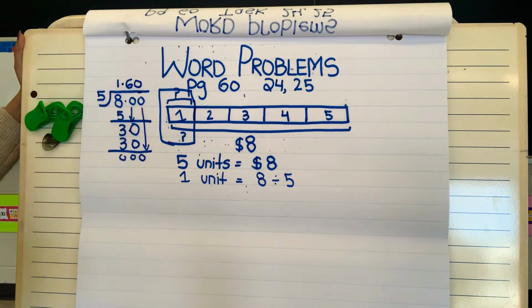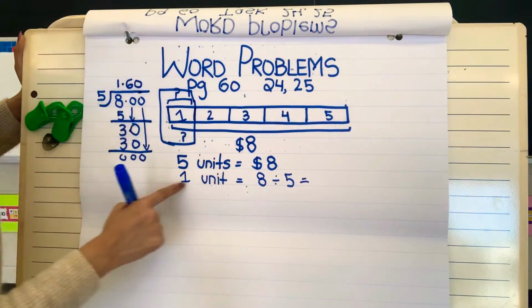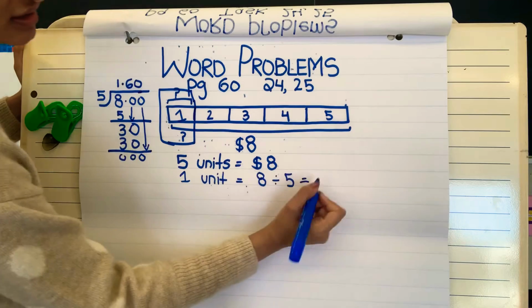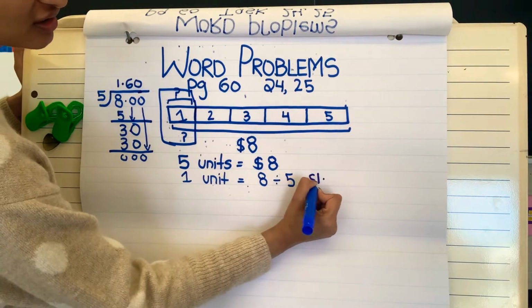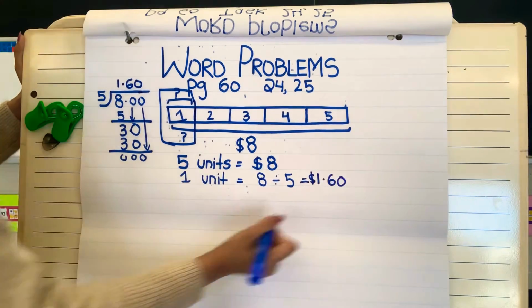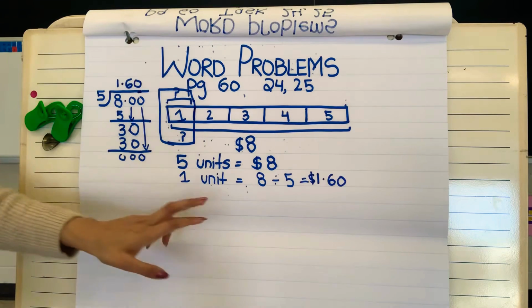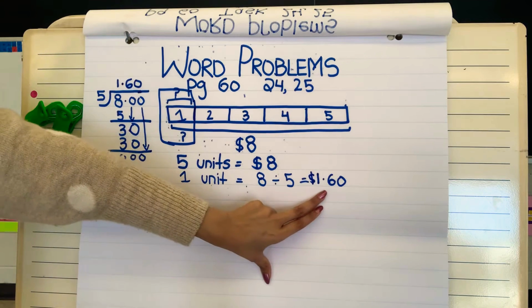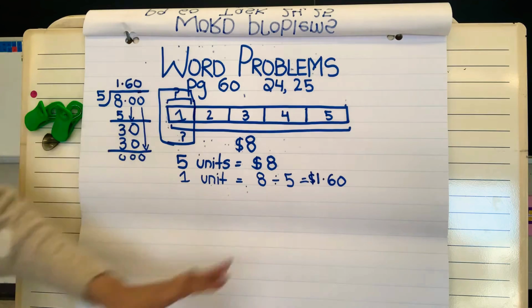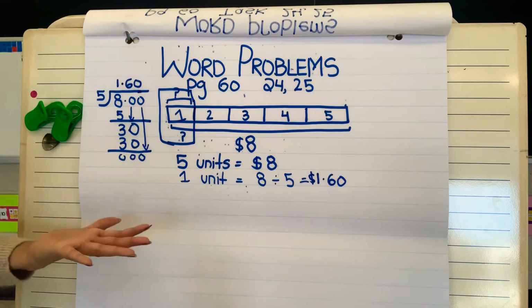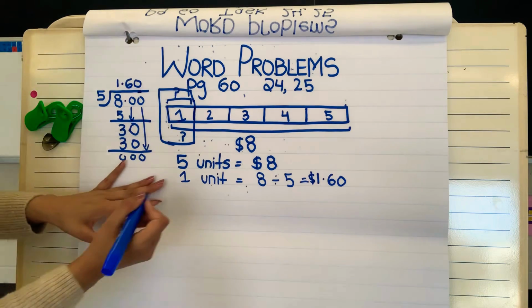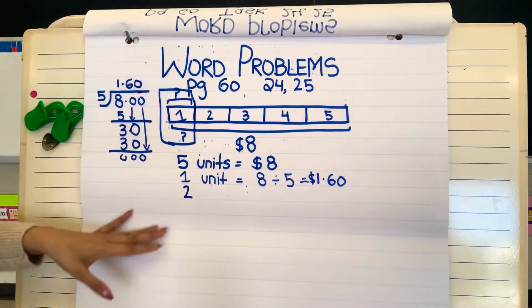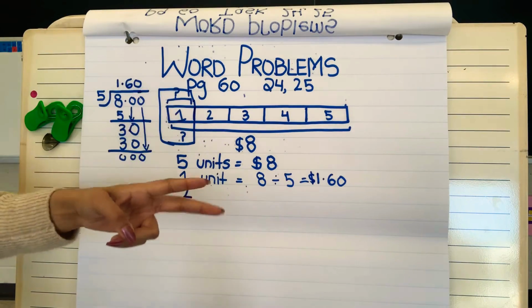So 1 unit costs me how much? 1 unit equals $1.60. Does that make sense? So now I know 1 unit equals $1.60, which means I can go ahead and find what the value of 2 units would be.